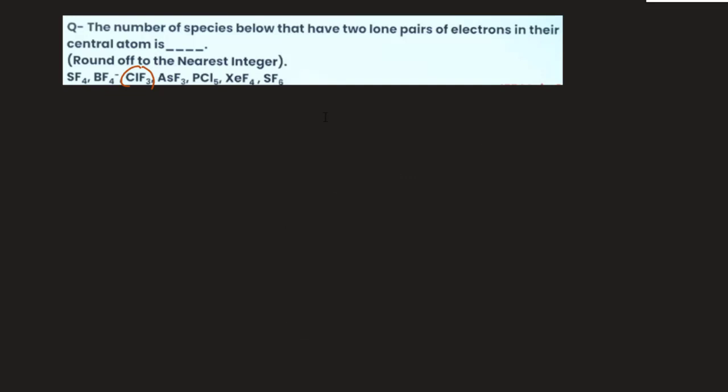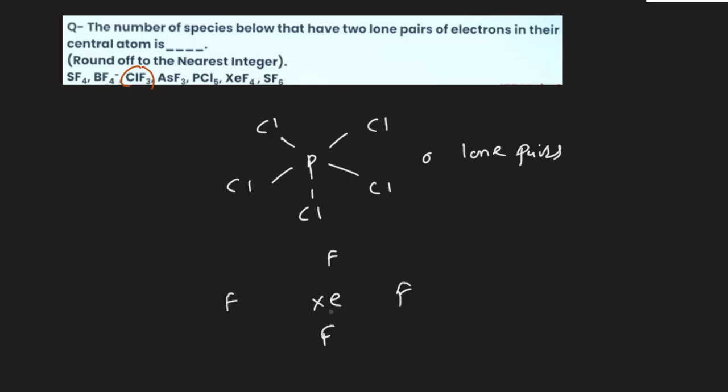Next one is PCl5. Phosphorus has 5 valence electrons, and all 5 valence electrons will be used to create the bonds with chlorine. That means phosphorus has 0 lone pairs. Next one is XeF4. So Xe has 8 valence electrons, and 4 will be used to create the bonds, and there will be 4 electrons. That means 2 lone pairs on the Xe. So this is also a correct option.